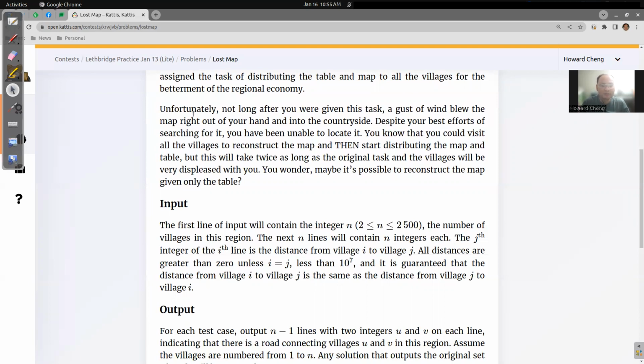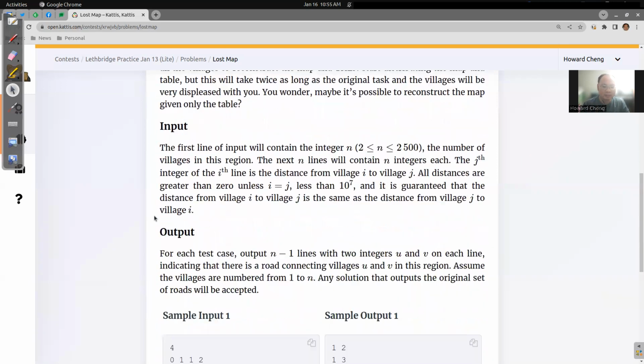You know that you could visit all the villages and reconstruct the map and then start distributing map and table, but this would take twice as long as the original task, and the villages will be very displeased with you. You wonder if maybe it's possible to construct the map given only the table.